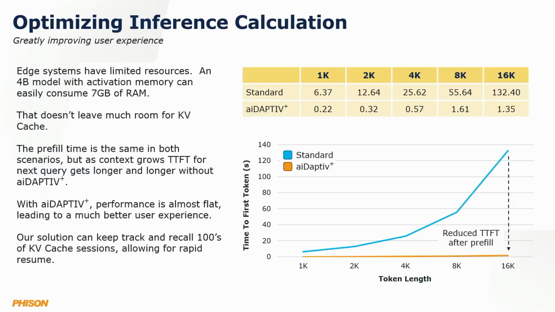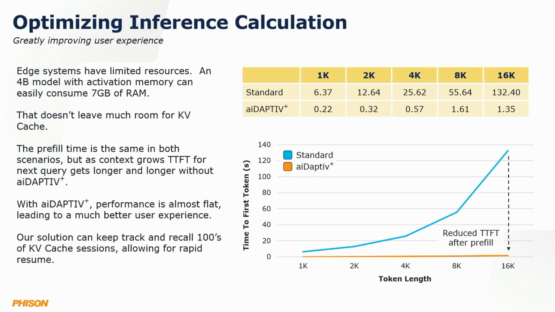Now, our solution. Once you run out of that memory, you end up with the situation we have here, where the first row is standard and the second row is adaptive. There are a couple of ways you can end up here. Prefill is the same for everyone. You always have to do the prefill calculations. But then the question becomes, as your session goes on, what happens if you no longer have those necessary tokens in the KV cache and you actually have to recalculate them?